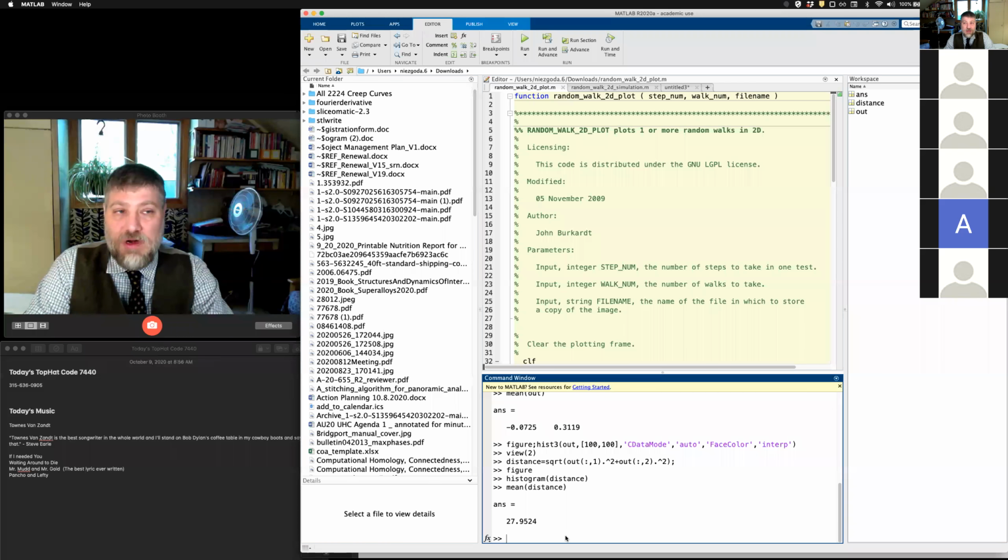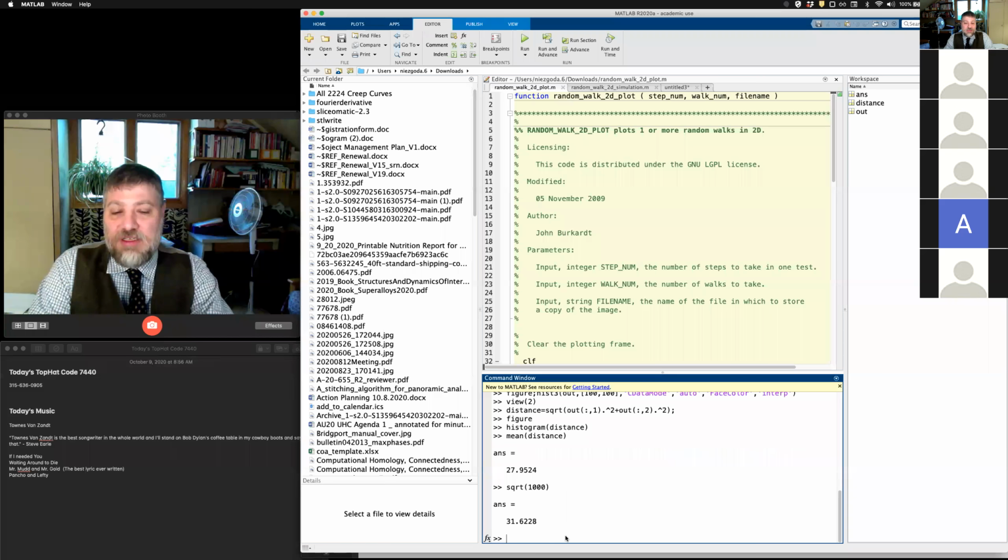$27.9, right? And how many steps did we do? We did 1,000 steps, right? So what's the square root of 1,000? 31. So the average distance from the center of our atom or our vacancy is going to be given by the square root of the number of steps we have, right?